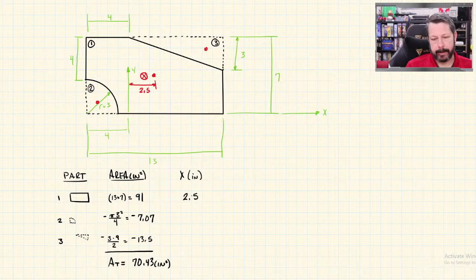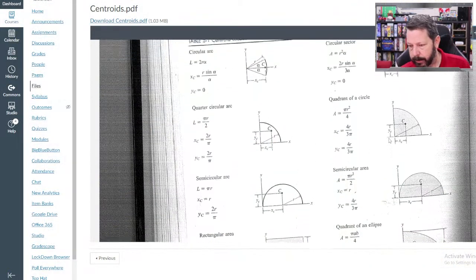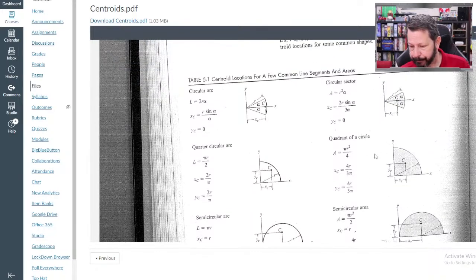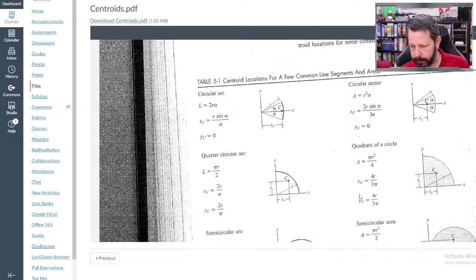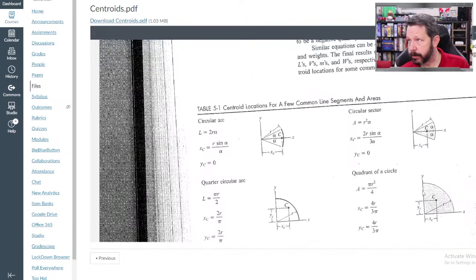Okay. Part 2. This is one of the ones where you probably don't remember that the centroid location for a quarter circle is something like 4r over 3 pi. So let's go and check our little chart. I was right, but I wasn't sure. Here's our diagram. And let me zoom in so that we get a better view. Can I move that around? No. Well, it's on your screen.